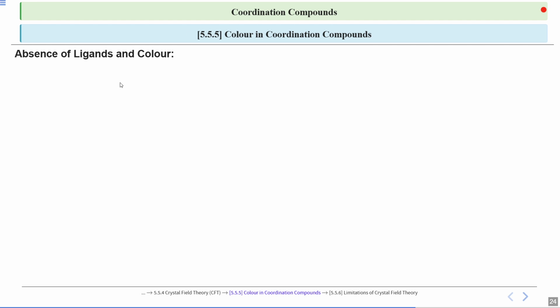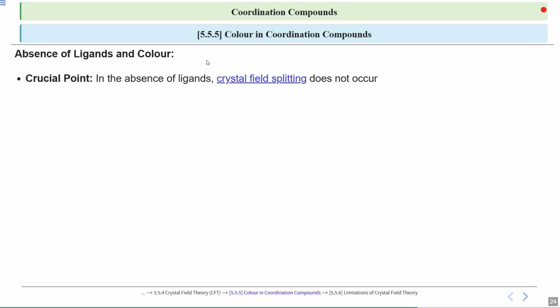Absence of ligands and color. Crucial point: in the absence of ligands, crystal field splitting does not occur. What will be the consequence? The substance is going to be colorless, because if ligands are not there for bonding with the metal, then no splitting will happen, no excitation of the electron will happen, and no color will be observed in the compound. So the substance will be colorless.